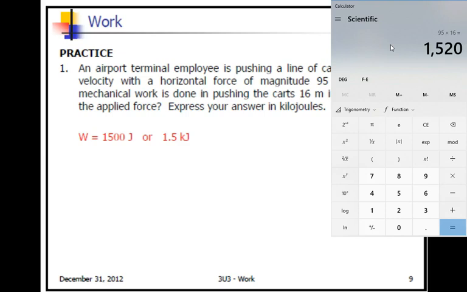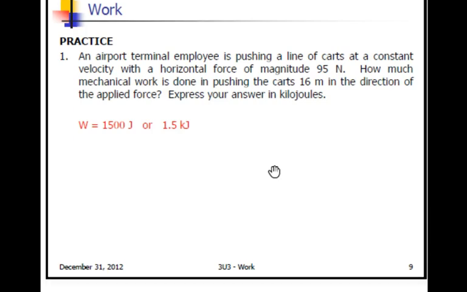So here it's simply 95 times 16, and that gives us 1,520. But note that we are given two significant digits for the force and two significant digits for the distance. So our solution has to have two significant digits. So we don't write 1,520, we write down 1,500. And that's what it is in joules. To convert that to kilojoules, we just divide by 1,000, and we're simply left with 1.5 kilojoules.